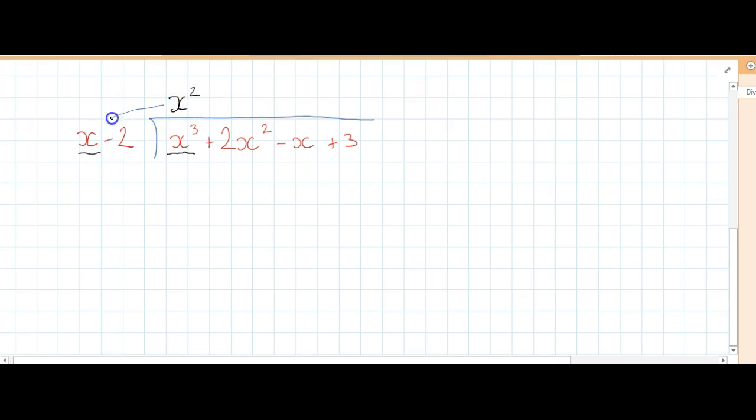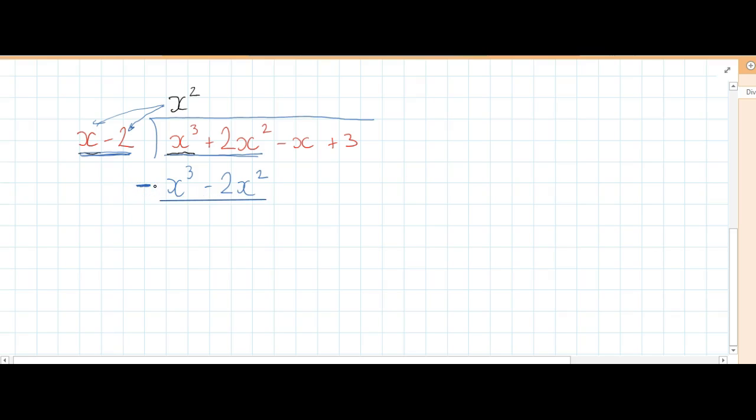So as we know, this times this is x cubed. Now this times this goes in the next spot here. So x squared times negative 2 is negative 2x squared. I'm always working with my two terms because there are two terms in my divisor. As with the number problem, we put a subtraction line, and what we're doing is taking away.